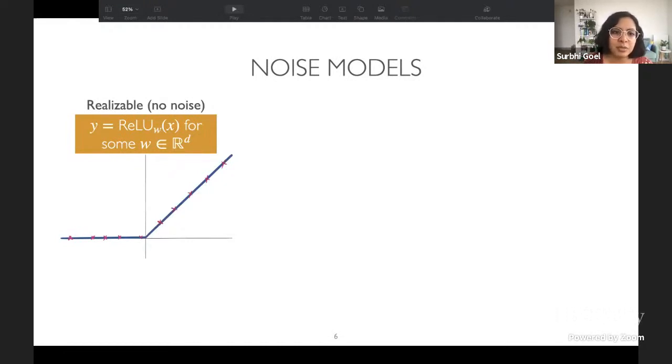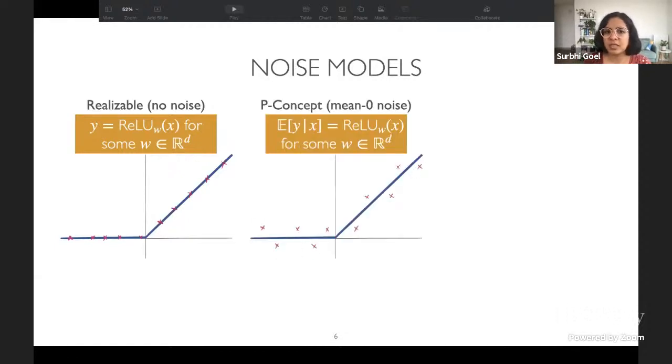So let's go with the first one, which is the realizable noise model. Here you assume, this is a very strong assumption, that you have no noise. So your label is exactly parameterized by some underlying value. The second is the p-concept model, which you can think of as mean zero noise. So you add a mean zero noise variable, so you know that the expectation of Y conditioned on X is always going to be some underlying value. You might never see that value, but that's what it's going to be conditioned.